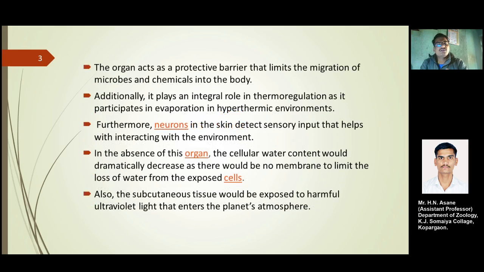The organ acts as a protective barrier of our body that limits the migration of microbes and chemicals into the body. As we all know, microbes and these things are not going to pass through the skin, and the skin also acts as a chemical barrier.